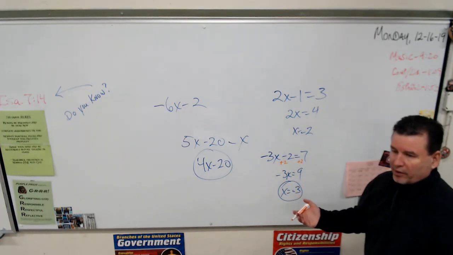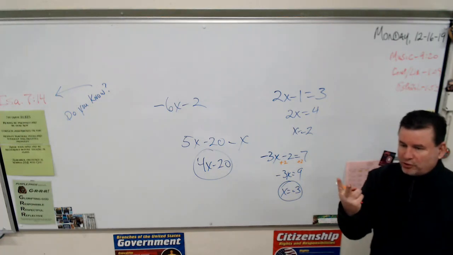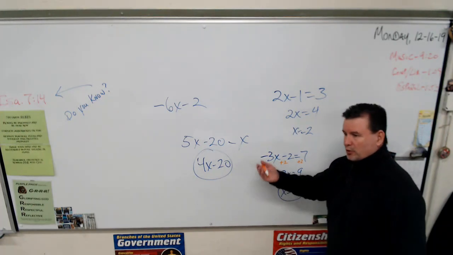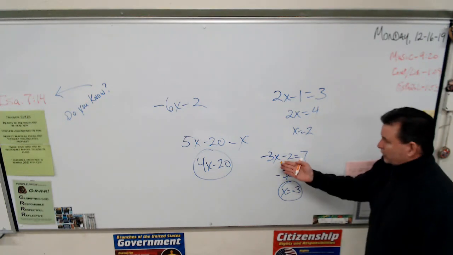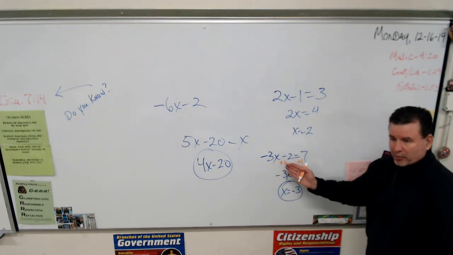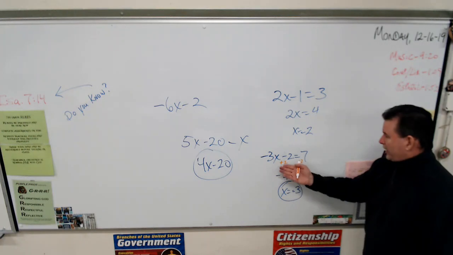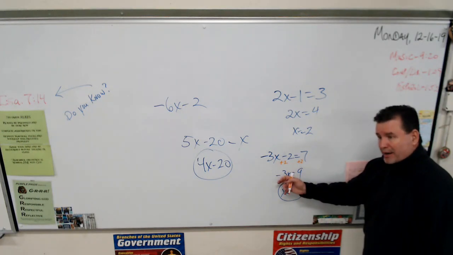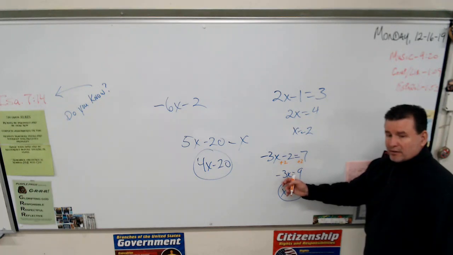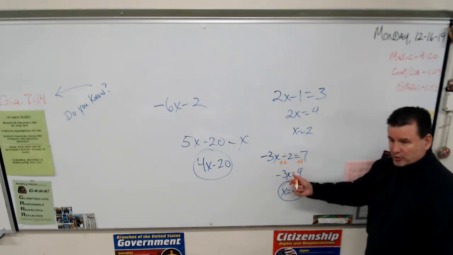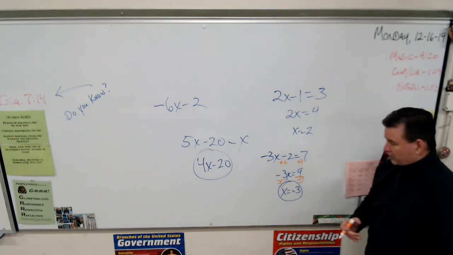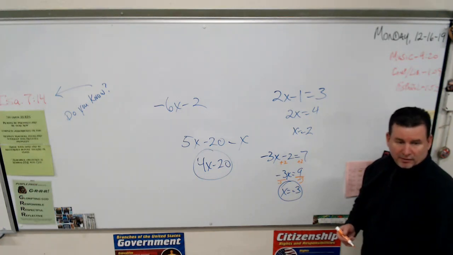Remember, all algebra is, put it in a nutshell, there's only 2 things you got to do. Whatever they do to the letter, you do the opposite, do it to both sides. They subtracted 2 from my variable, so I added 2 to both sides. They multiplied my variable by -3, so I'm going to divide both sides by -3. 9 divided by -3 is -3.